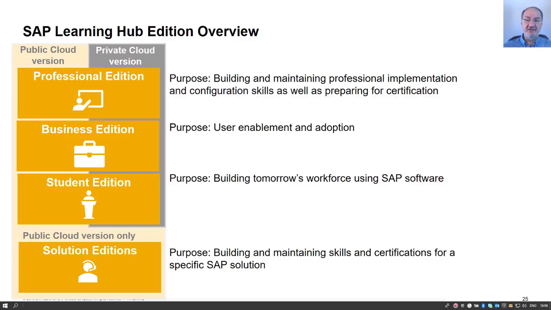The solution editions of SAP Learning Hub are the fastest route to solution-specific enablement, and we've covered these before. For example, S/4HANA, digital platforms, procurement and networks, analytics, customer experience, Internet of Things and digital supply chain, people engagement, and finance.